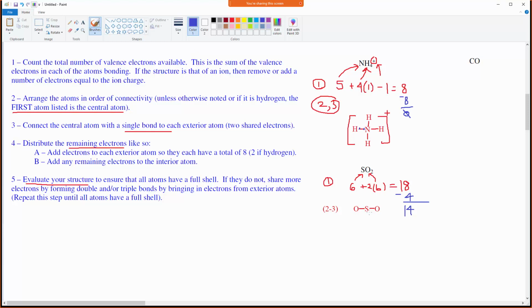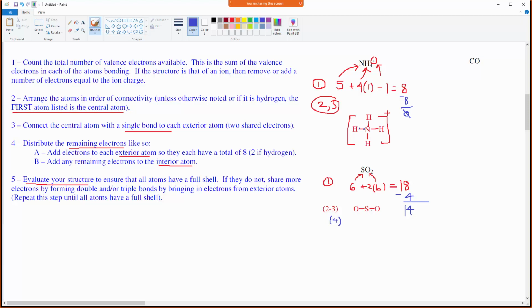I've got 14 electrons left, and I'm going to distribute them in blue just so I can tell the difference between the ones that came in steps 2 and 3 and the ones that are in step 4. Step 4 tells me to distribute the remaining electrons like so. First, I'm going to add electrons to each exterior atom until they have a full shell. So the exterior atoms get the first, and then if there are any remaining electrons, they go to the interior atom. So outside atoms first, inside last. I've got 14 left. Each oxygen has 2 electrons because of that single bond. How many electrons do I need to add around each oxygen so that it has a full shell?